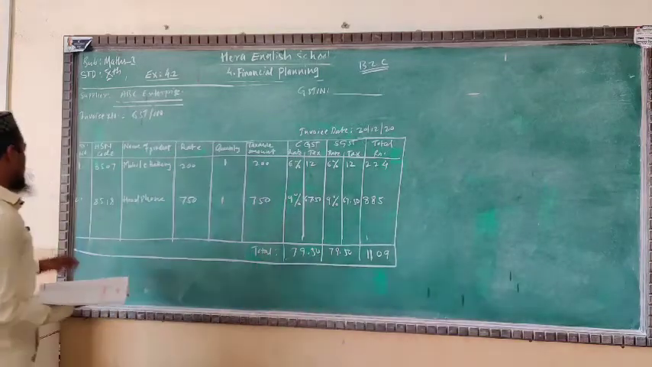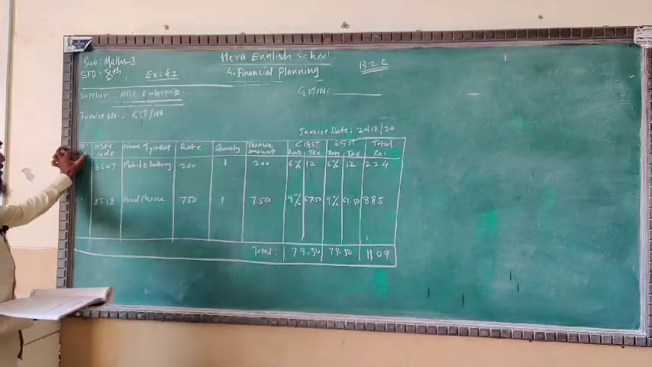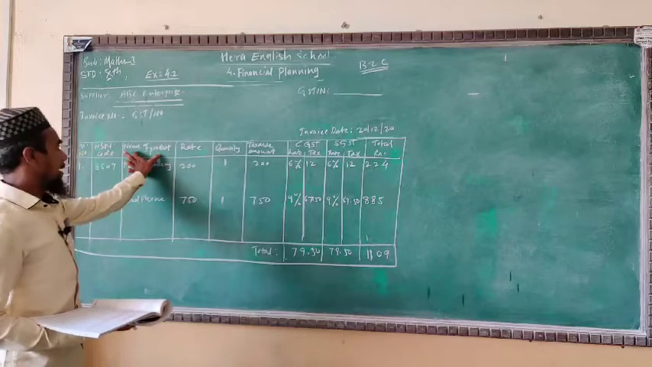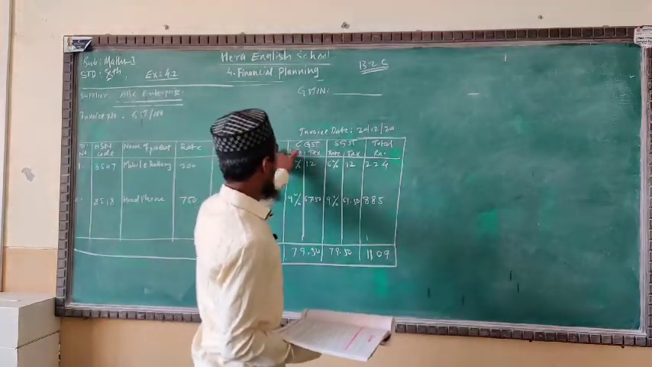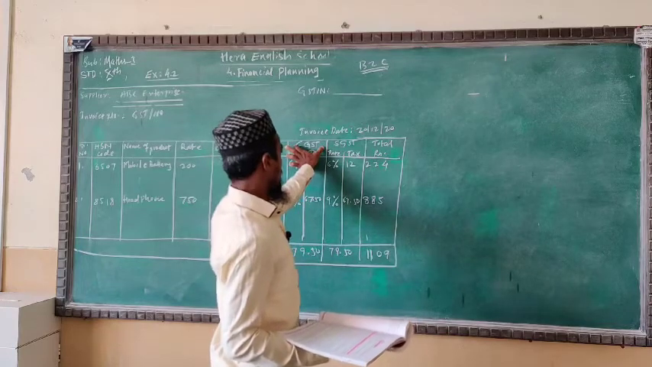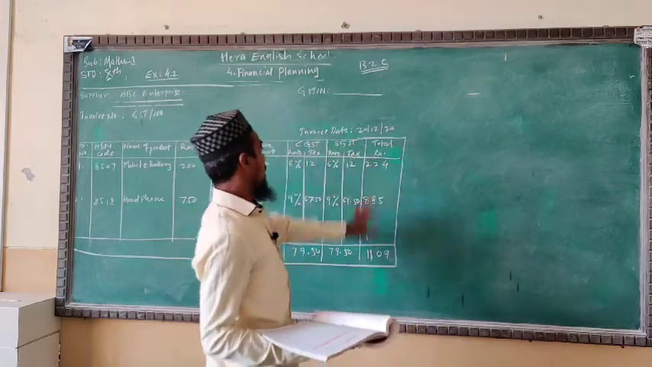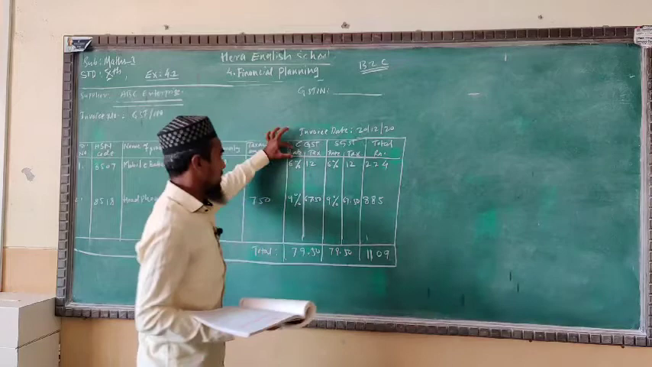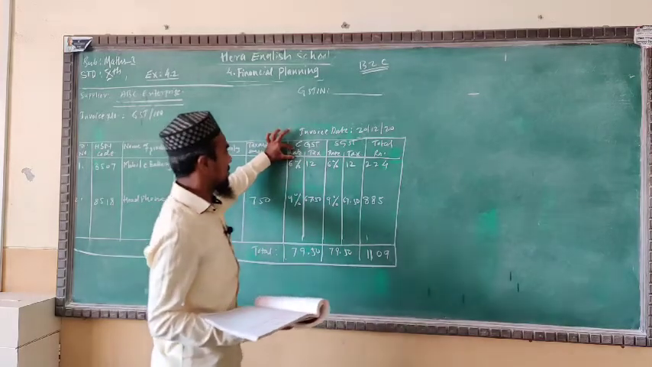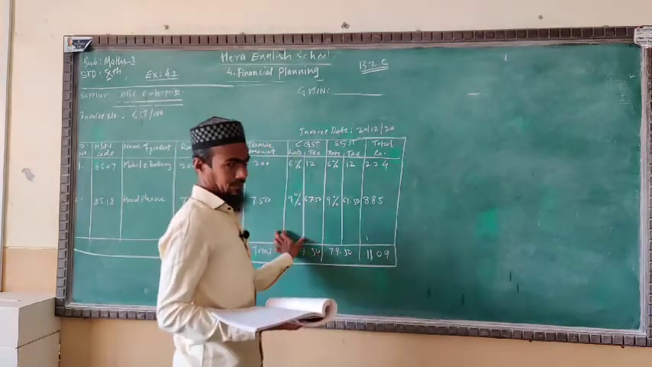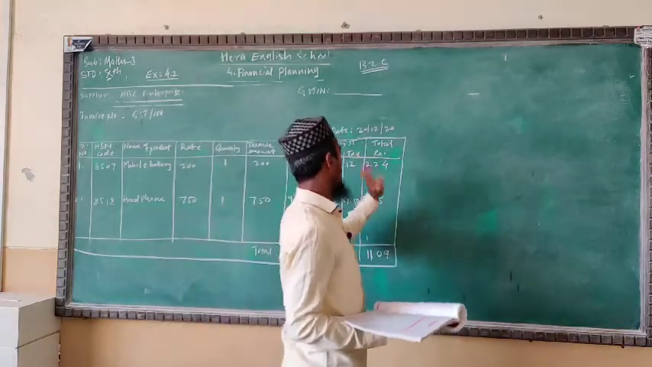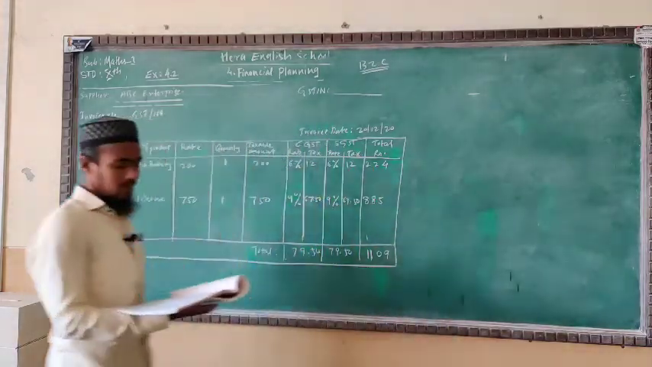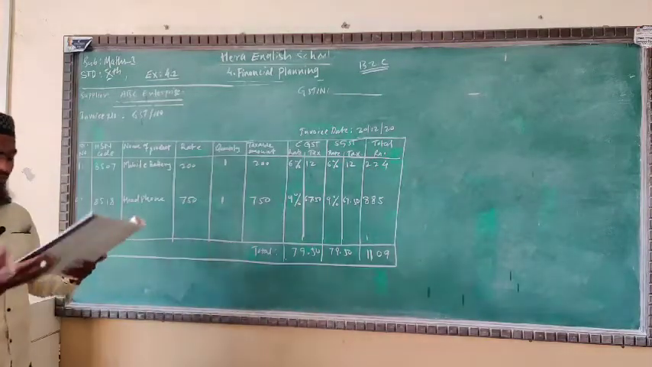Like this specimen, in the first column you have to write the serial number, then HSN code, name of product, then rate, quantity, taxable amount, CGST and SGST, which is half of the GST. In CGST and SGST, in the first column you will write the rate, which is half of GST, and then the tax. Then the rate and tax, and the total of these two. Now see the first question 6.